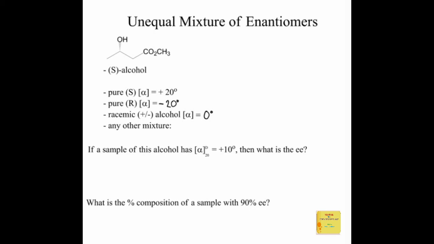What if we had any other mixture of the R and S enantiomer? Any other combination of those? Where would you expect the alpha, the optical rotations, to be? Well, we would expect that they would be somewhere between minus 20 degrees and plus 20 degrees. The minus 20 and the plus 20 are the extreme rotations you can have if you had pure R or pure S. The presence of any other amount of the other enantiomer is going to lower that optical purity and reduce that rotation and bring it closer to 0.